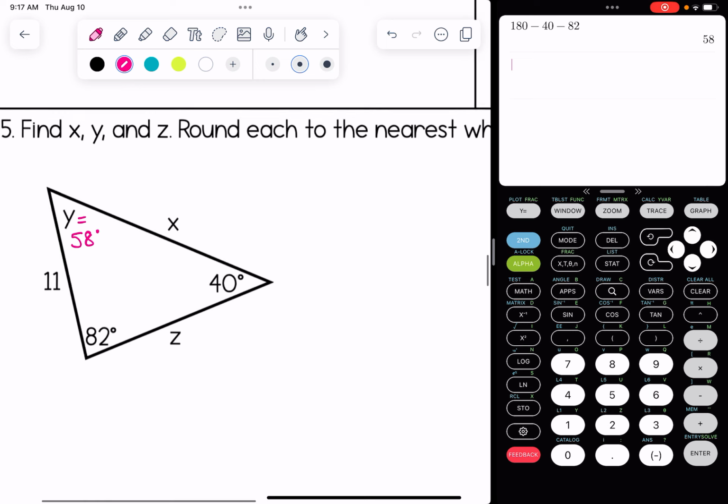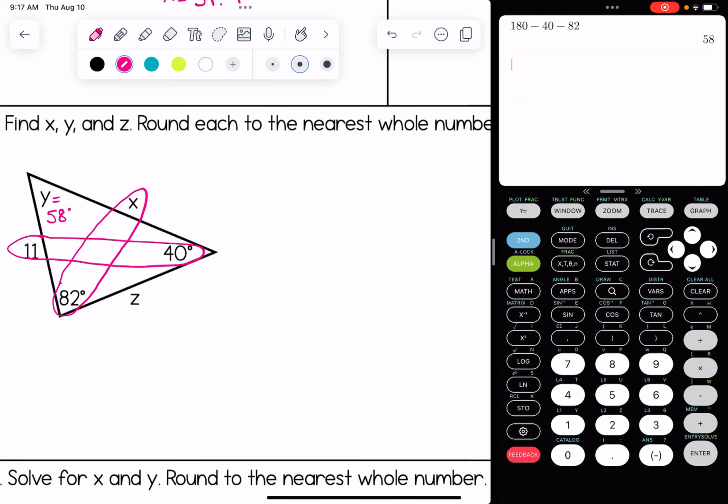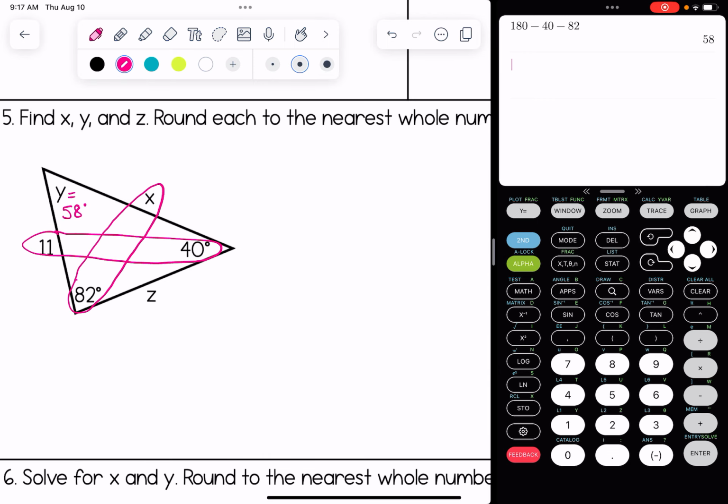All right. Then let's look at our opposites here. So 82 and x are opposite one another. 11 and 40 are opposite one another. I don't want to use the 58 and the z with the x and 82 because I don't want to use a proportion that has two variables. So I have to pick that 40 degree and 11. All right, so setting this up, the sine of 82 over x is equal to the sine of 40 over 11.